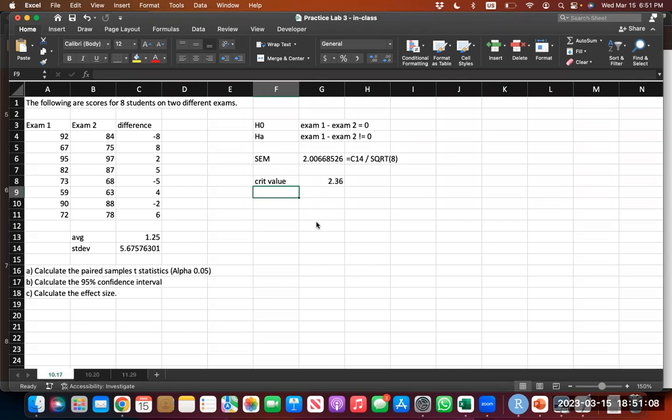Yes? Can you just go quick on the standard error? The standard error? Yeah. That is, but for the one next. This one? Yeah. That is this formula. Okay.